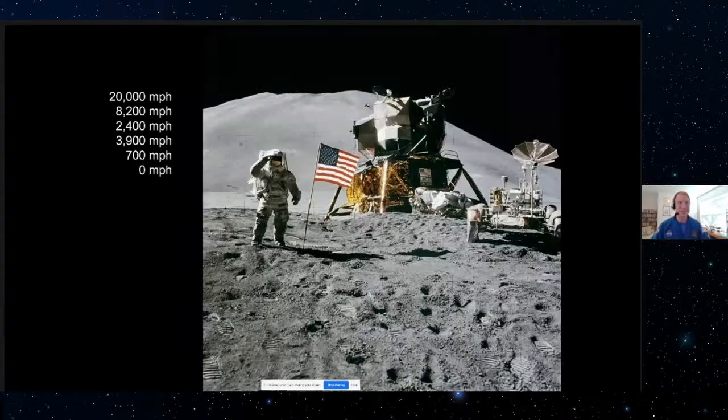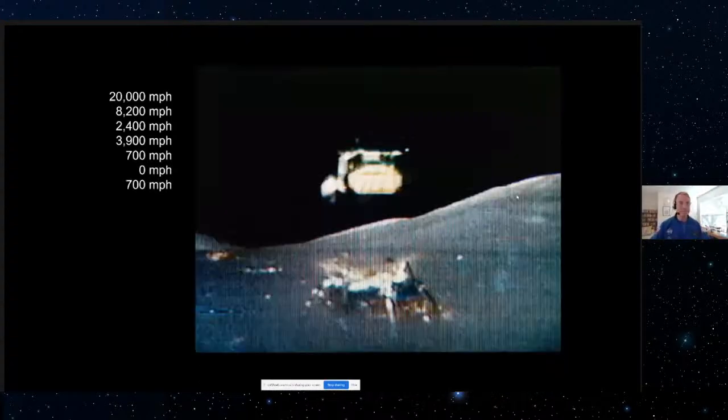We can plant the flag. We can say inspirational words. We can pick up a few rocks. We can play a round of golf, and that doesn't cost us any propellant. Now we want to come home, and that means we have to do everything we just did, but in reverse.